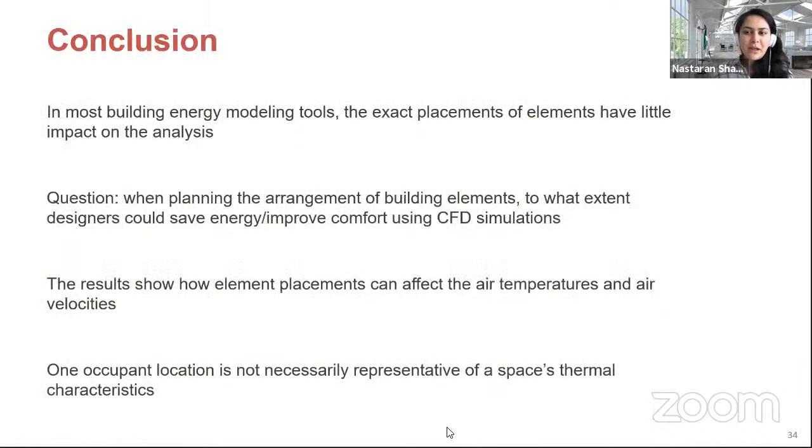Okay, to summarize, we discussed that in most building energy modeling tools, the exact placement of elements have little impact on the analysis. The question that we wanted to answer was that when planning the arrangement of building elements, to what extent designers could save energy and improve comfort using CFD simulation. The result here showed that the placement can impact the air temperature and air velocity significantly. One occupant location or average temperature is not necessarily representative of a space's thermal characteristics. Let's go to the next slide, please.